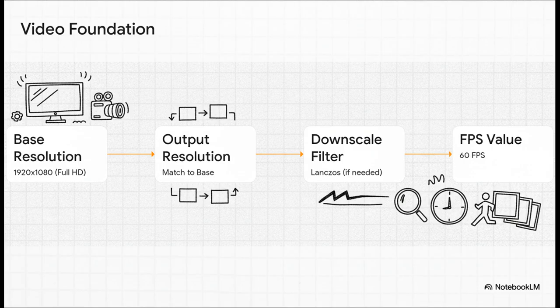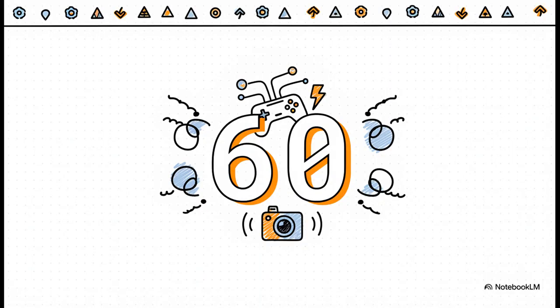And finally, let's talk frames. And that magic number is 60. Setting your frames per second, or FPS, to 60 is the secret to getting that buttery smooth motion. It's especially important if you're recording anything fast-paced, like gameplay. It just makes everything look so much more professional.